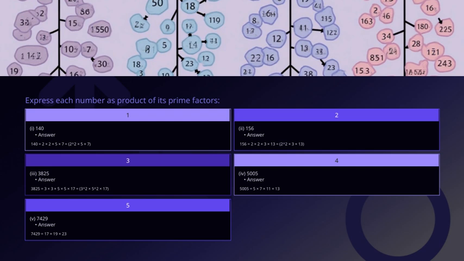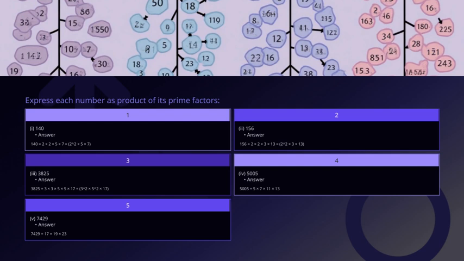Moving on, 7429 factors into 17 times 19 times 23. Notice how these are all prime numbers, and their product gives us the original number. Prime factorization often reveals interesting relationships between numbers. Then there's 3825, which breaks down into 3 times 3 times 5 times 5 times 17. This can be expressed as 3 squared times 5 squared times 17. Seeing these repeated prime factors helps us see the multiplicity within the number.